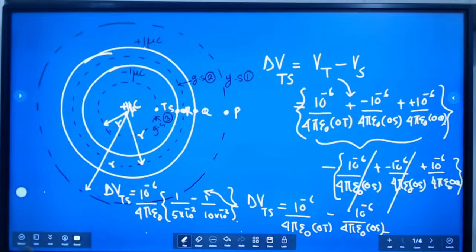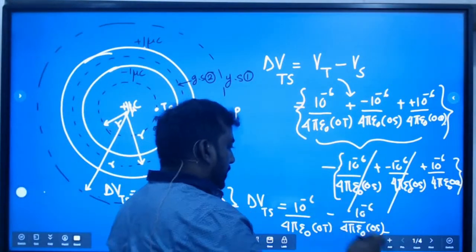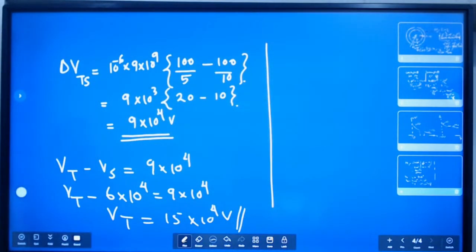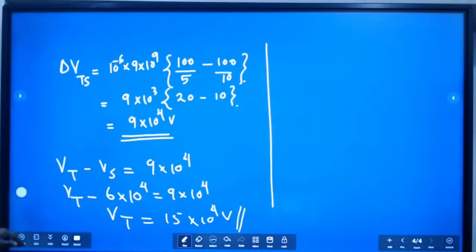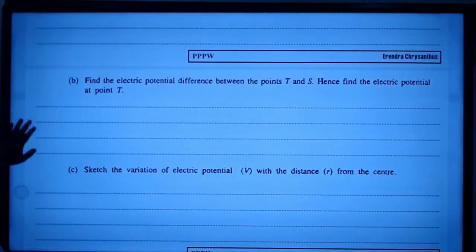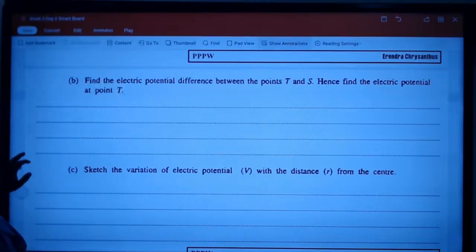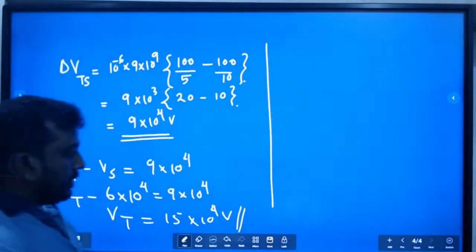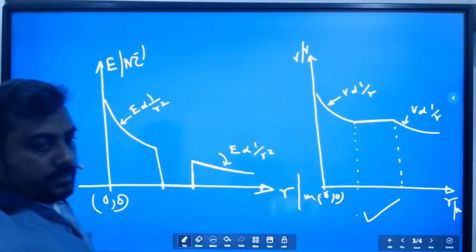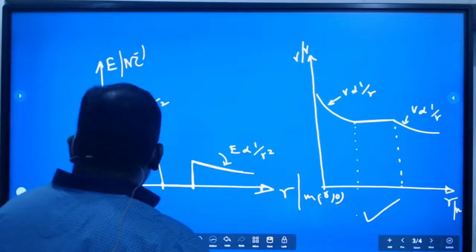So you all know the theory. Theory is taught wherever you learn theory. Then you have potential at T, 15 × 10^4. Right, 15 × 10^4. Then they ask you to sketch. We have done this. We have done that. If I come back, the graph I have drawn. Okay, right. Then what?